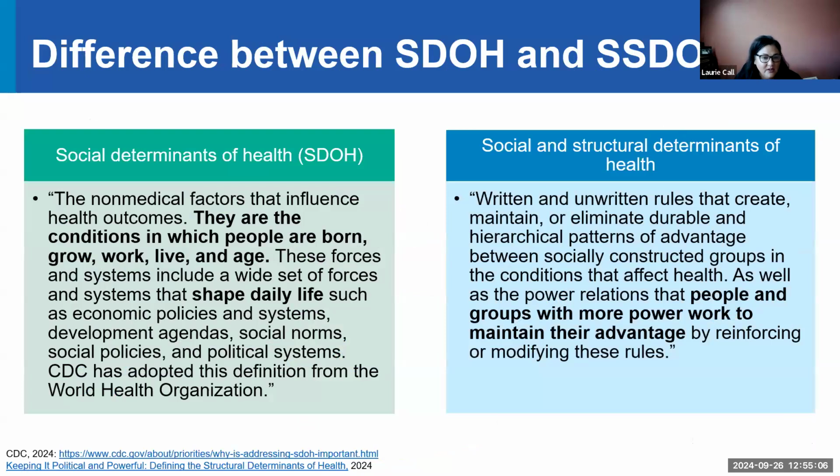I just wanted to point out really quickly, this is really a supplemental piece for you. I won't spend a lot of time on it, but looking at the difference between social determinants of health and social and structural determinants of health. So social determinants of health are non-medical factors that influence health outcomes. So conditions in which people are born, grow, work, live, and age. And the structural determinants of health, written and unwritten rules that create, maintain, or eliminate durable and hierarchical patterns of advantage between socially constructed groups in the conditions that affect health.